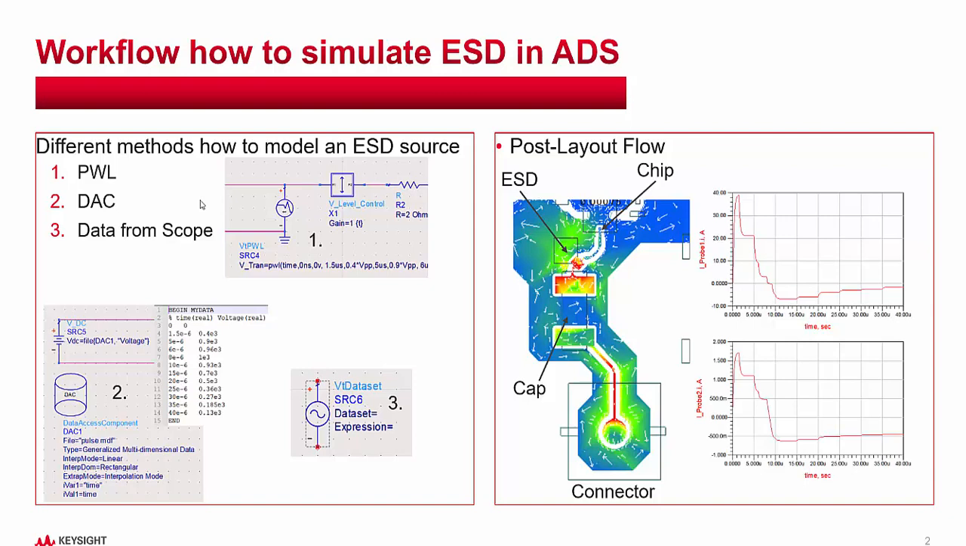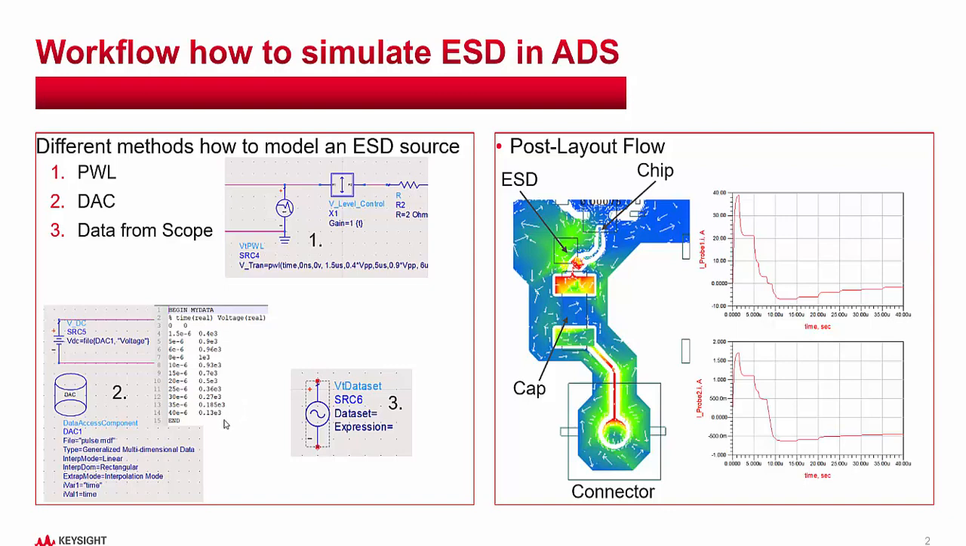On the left side of this slide, there are three different methods to model an ESD source. One method is to use a piecewise linear time source. In this source, I have just like a table. We start with the time, then we have the first time point, and then the first voltage point, the second time point, second voltage point, and so on.